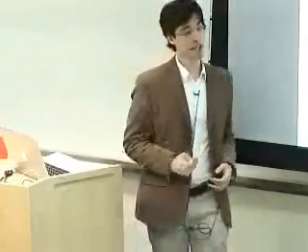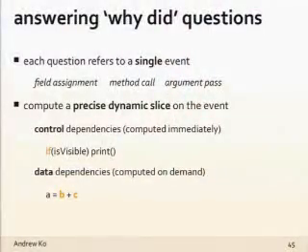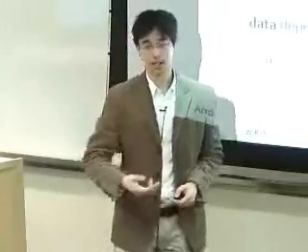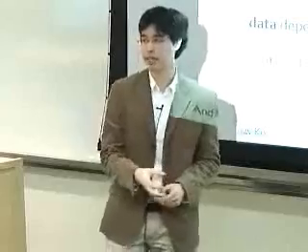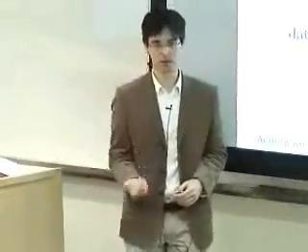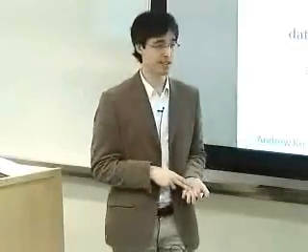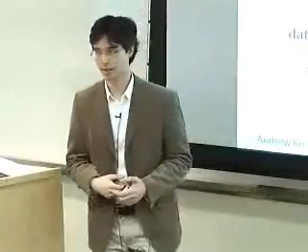Let's talk a bit about answering these questions. For the why did questions, these queries essentially refer to a particular execution event in this execution history, and then it computes a precise dynamic slice backwards from that event in the history. And if you don't know what slicing is, basically it uses two different concepts, one of control dependencies and another of data dependencies. I compute the control dependencies on demand. They're pretty quick to compute.